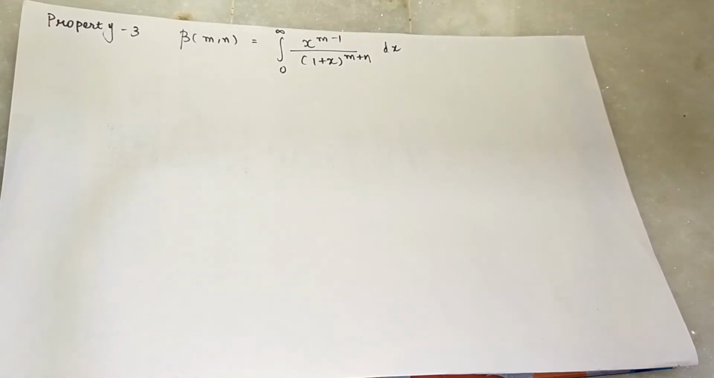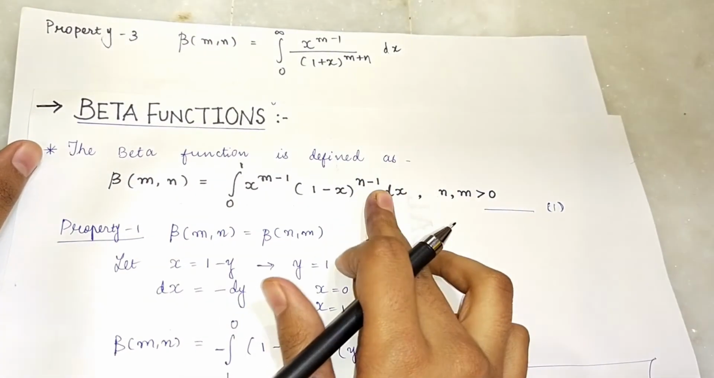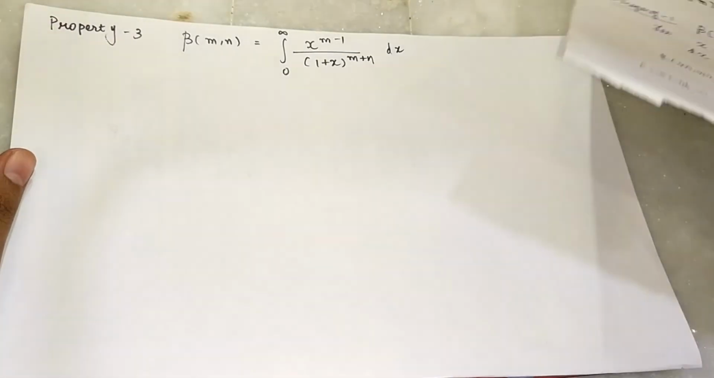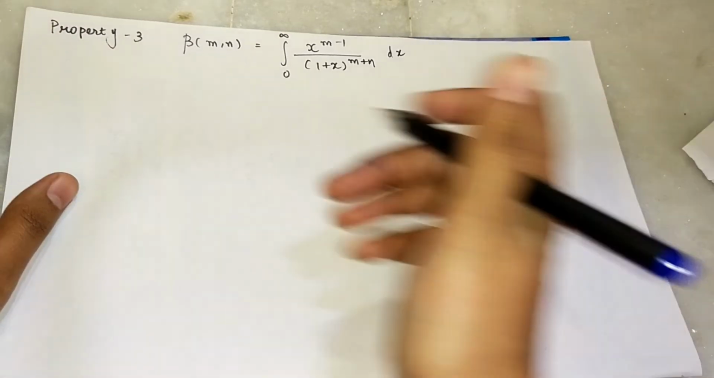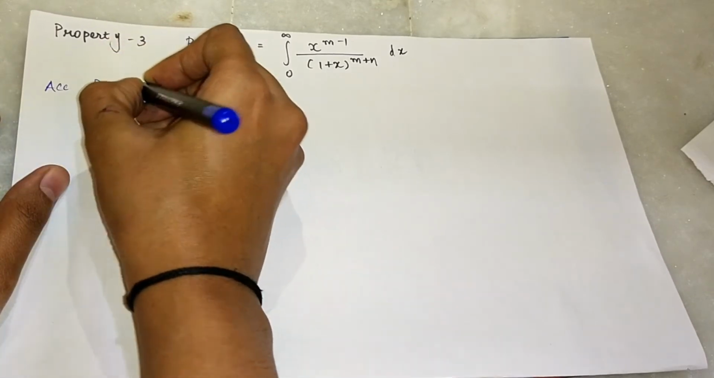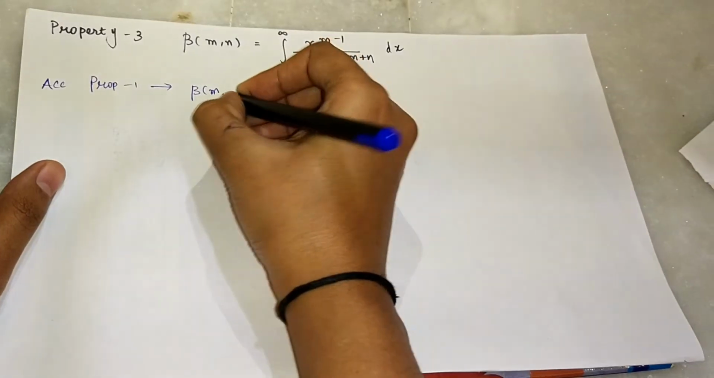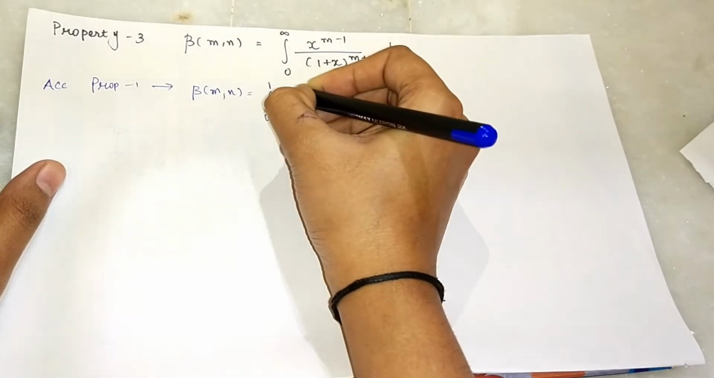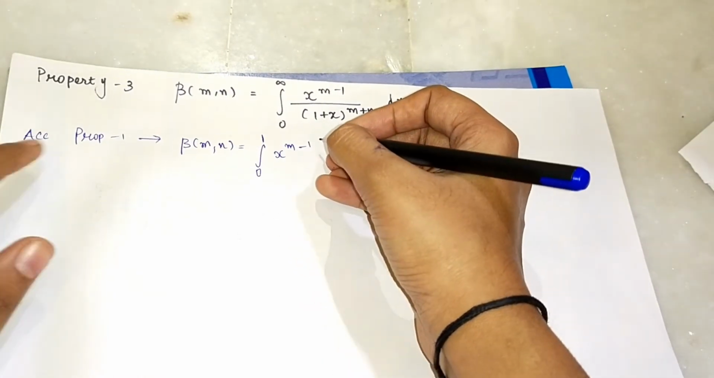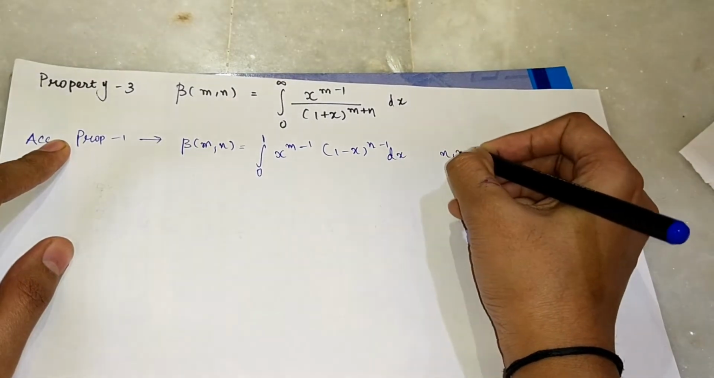Here also we will use the standard definition of beta function, and by using property 1 we will prove property 3. So we will write property number 1 here. According to property 1 we can write that beta m comma n is equal to 0 to 1 x raised to m minus 1, 1 minus x raised to n minus 1 dx, where m and n are greater than 0.